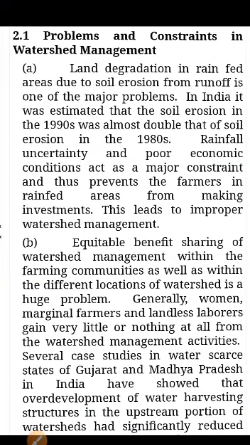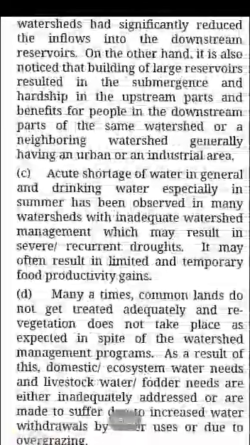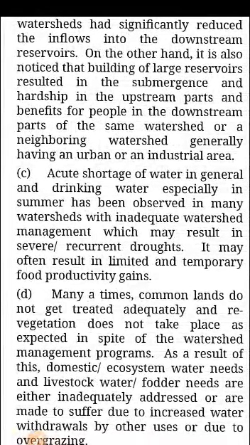So it's mentioned that several case studies in water scarcity states of Gujarat and MP in India have shown that overdevelopment of water harvesting structures in the upstream portion of watershed has significantly reduced the inflows into the downstream reservoirs. And because of that, on the other hand, it is also noticed that building of large reservoirs resulted in the submergence and hardship in the upstream part and benefits for people in the downstream part of the same watershed or the neighboring watershed, generally having an urban or an industrial area.